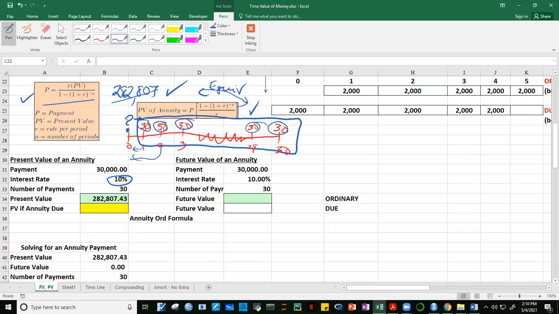Okay? So, on the other hand, if it's annuity due, so just to check, no, annuity due is equal to negative PV.